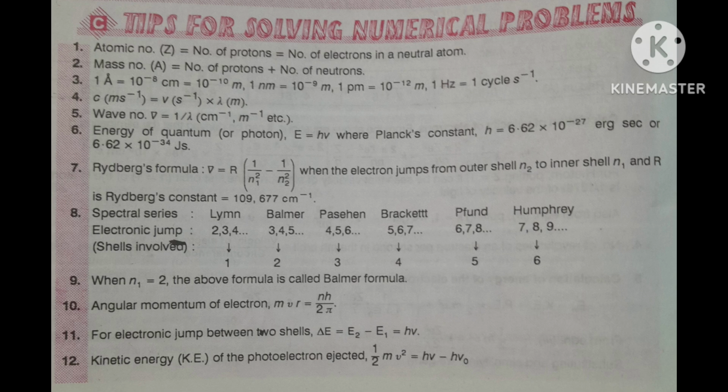This applies when the electron jumps from the outer shell n2 to the inner shell n1. Correct? n2 means outer shell, higher; inner shell is lower. And R is the Rydberg constant. What is the value of the Rydberg constant? R is equal to 109,677 per centimeter, a 6 digit number. Question is asked.